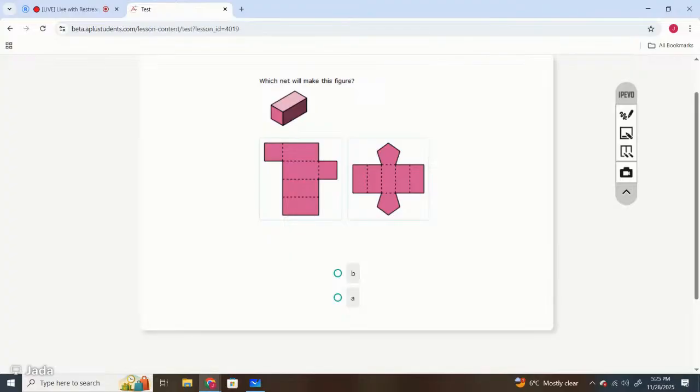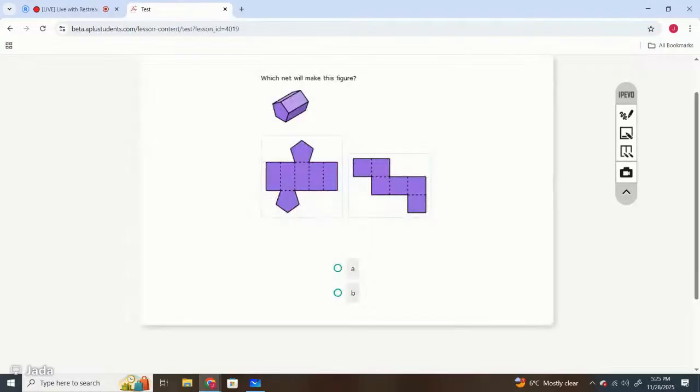Which net will make this figure? Option A or B? So if you fold the image along the dotted line, this figure is made by the first one. So option number A is the correct option. Which net will make this figure, 1 or 2? Option number A is the correct option, right?